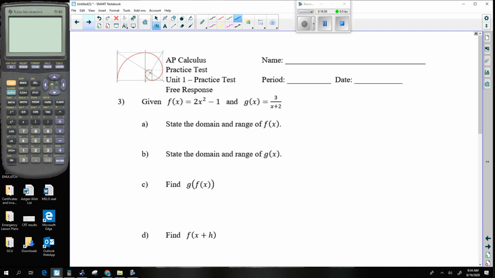State the domain and range of f of x. So the domain, there is no illegal mathematics. So that means negative infinity to infinity. However, the range is going to be a little bit different. What I know is that this is a positive x squared that is down 1. That is a little bit more narrow than the average. So this is the general picture. So I see that the range would be from -1 to infinity.